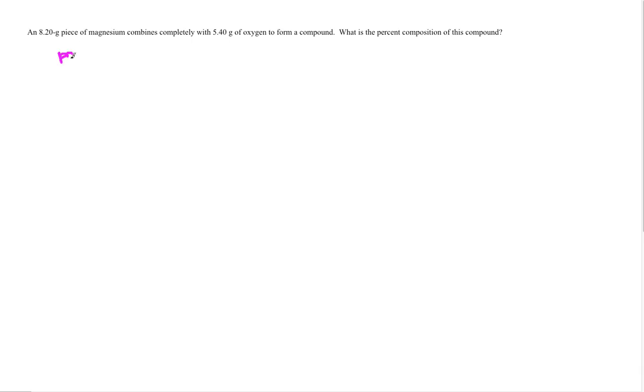So here's magnesium, and you know that it has a mass of 8.2 grams. And for oxygen, you know that it has a mass of 5.4 grams. So if I say what percent of the compound is magnesium, and what percent of the compound is oxygen, all you have to do is the following. You need to determine the mass of the entire compound first of all. We'll do that by adding them together, and you get 13.6. So the entire compound has a mass of 13.6 grams.